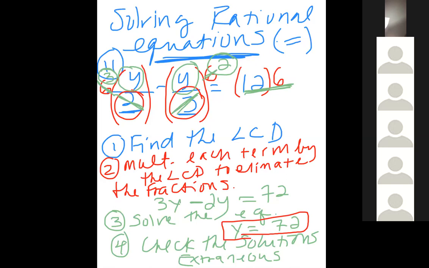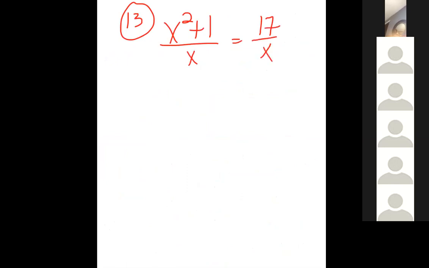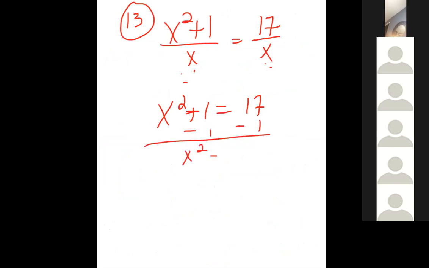So let me go ahead and grab some additional problems for you. Okay. Now here's one that is super easy, which you do not need to make complicated. And this is number 13. I've got x squared plus 1 over x equals 17 over x. So in this one right here, guys, what you will notice is that the denominators are equivalent to each other. So if the denominators are equivalent, that makes the numerators equivalent to each other. And then we solve it. So we're going to subtract 1 from both sides. So you had x squared is equal to 16.